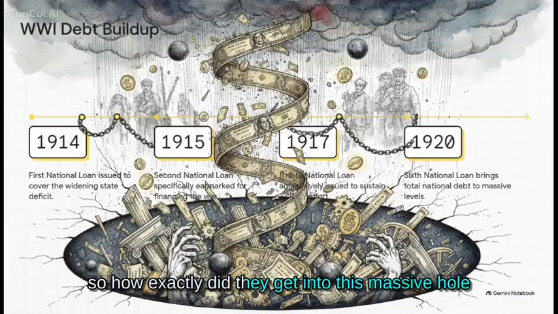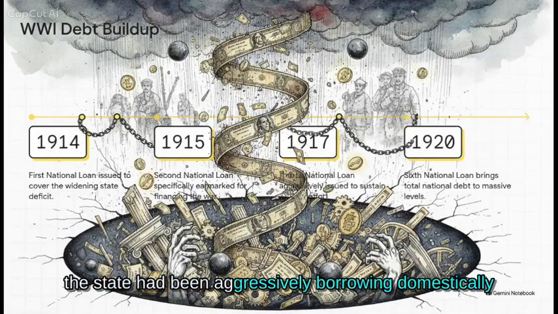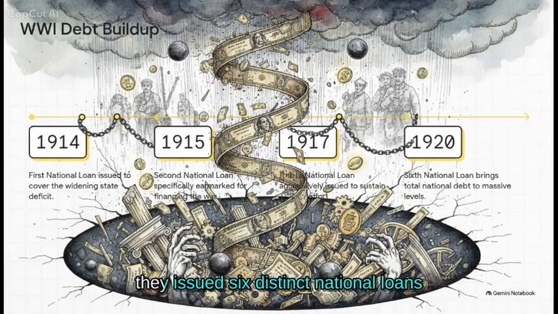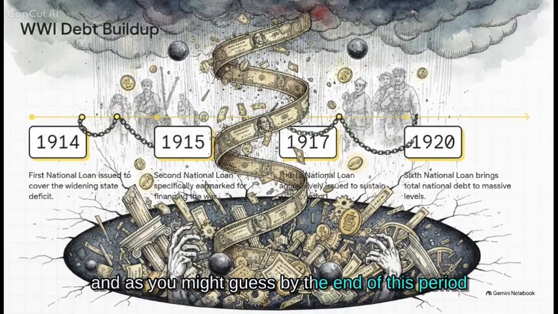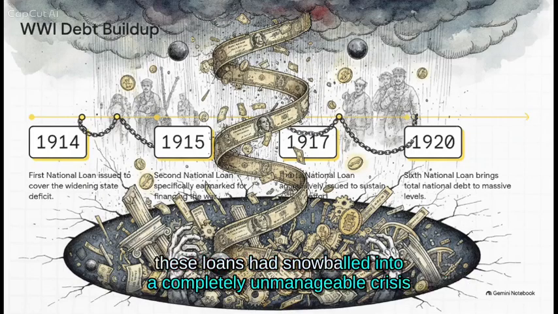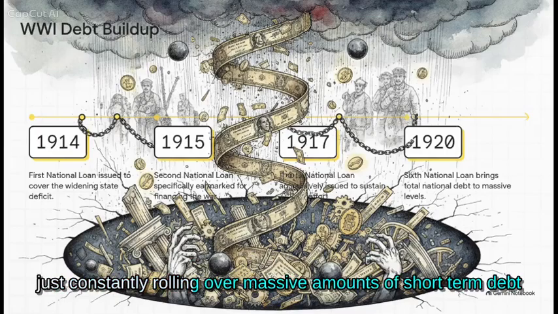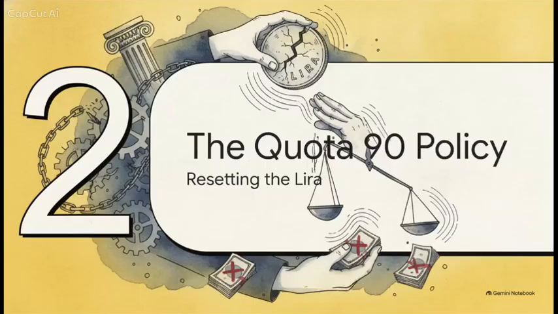So how exactly did they get into this massive hole? Well, for years, the state had been aggressively borrowing domestically to fund the war effort. Between 1914 and 1920, they issued 6 distinct national loans. And, as you might guess, by the end of this period, these loans had snowballed into a completely unmanageable crisis. The government was stuck in this vicious cycle, just constantly rolling over massive amounts of short-term debt simply to keep the lights on.